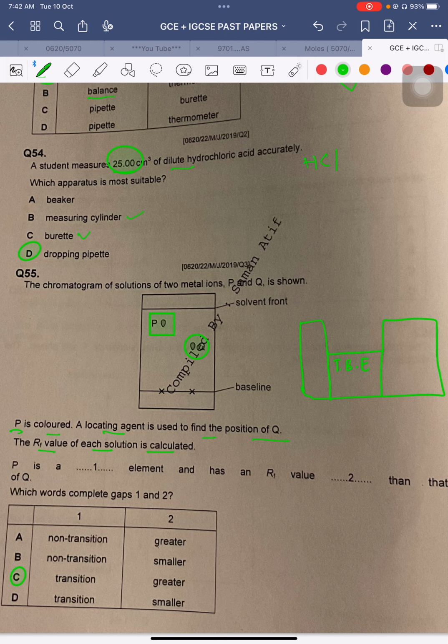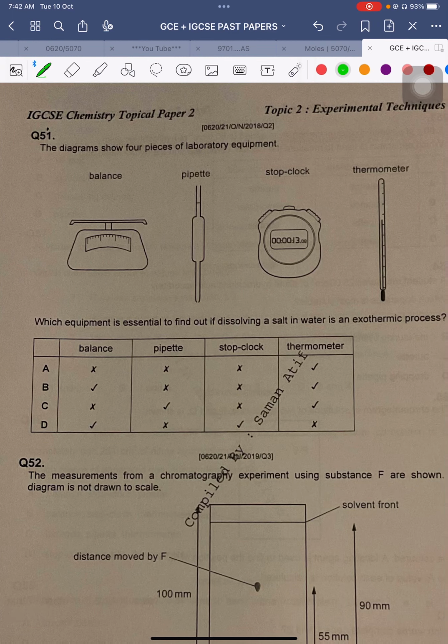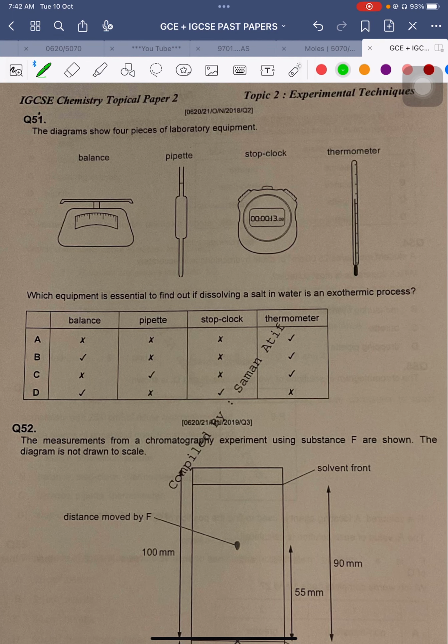So its RF value will be greater than that of Q. So this is the answer of this question. All right. So afterwards, I'm moving to the next board, and this is question number 51 over there.